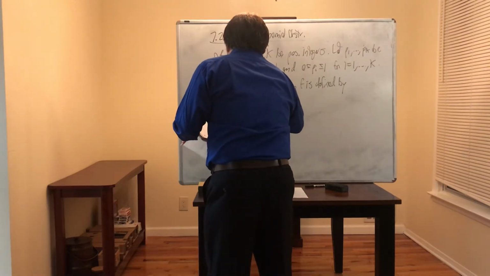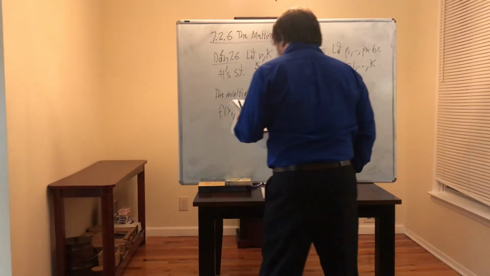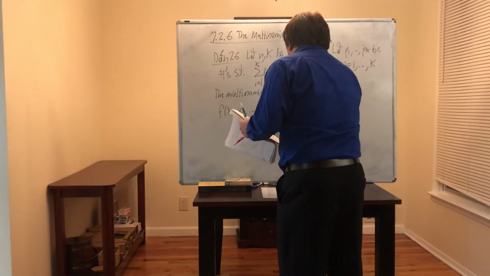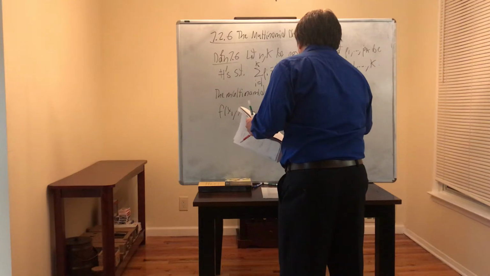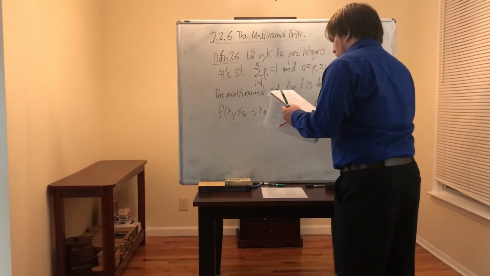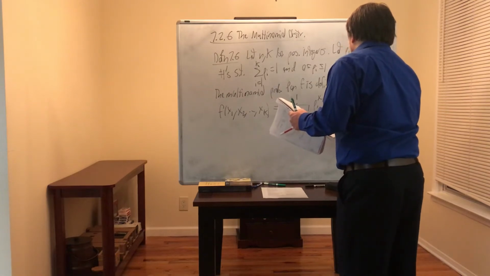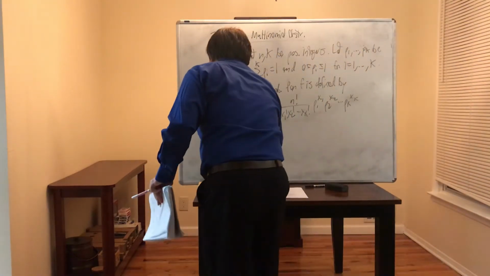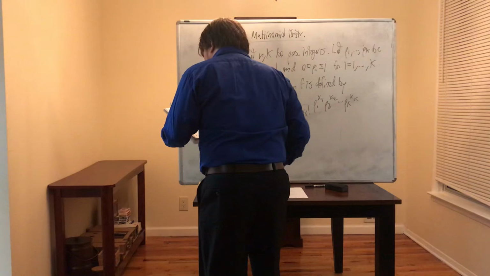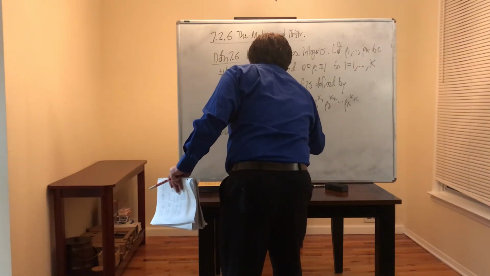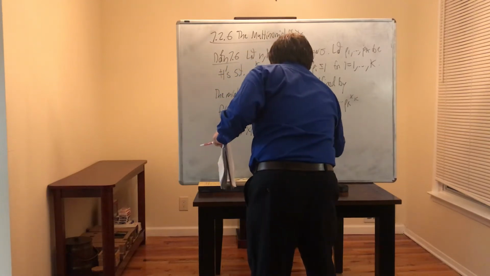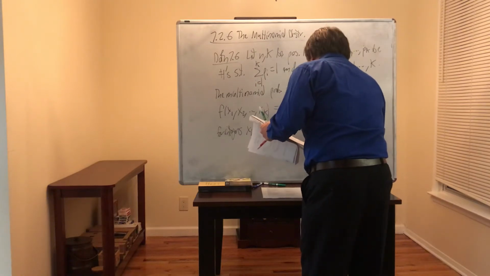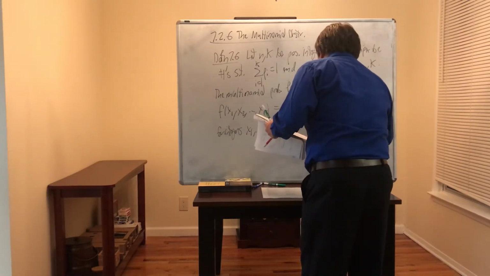by f of x1, x2, up to x sub k, which is equal to n factorial over x1 factorial times x2 factorial times up to x sub k factorial, times p1 to the x1, p2 to the x2, up to p sub k to the x sub k, for integers x1 to x sub k greater than or equal to 0, such that the sum from i equals 1 to k of x sub i is equal to n.